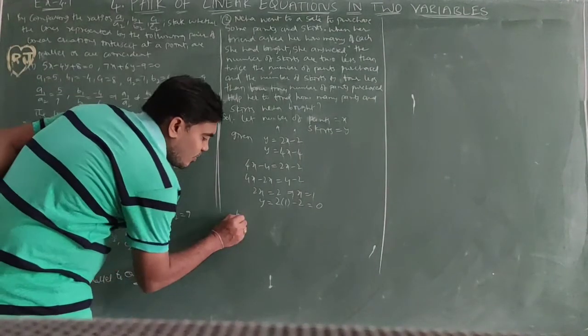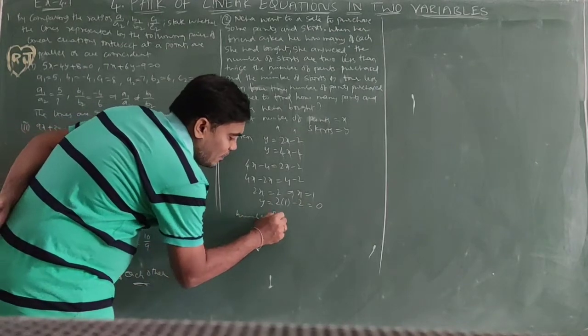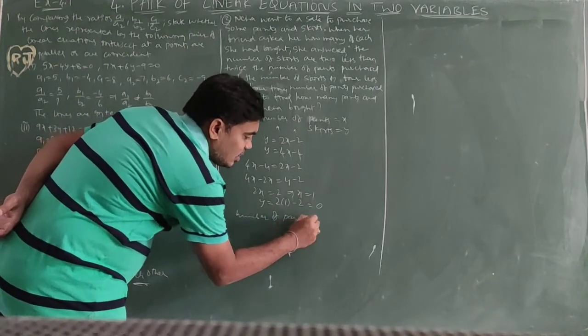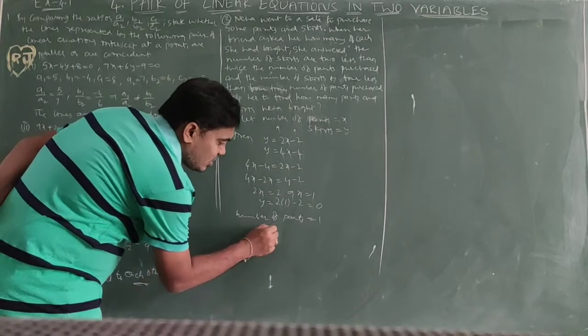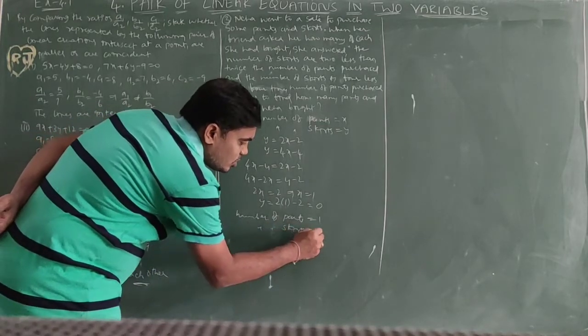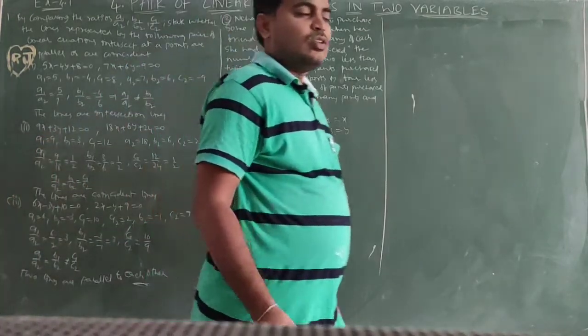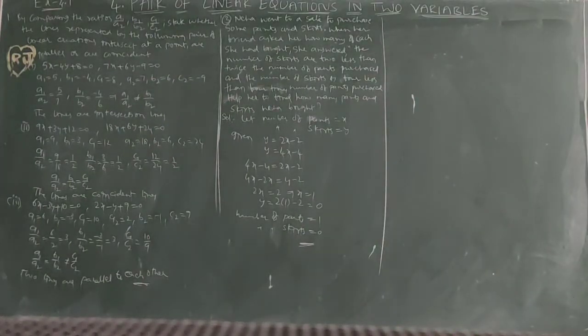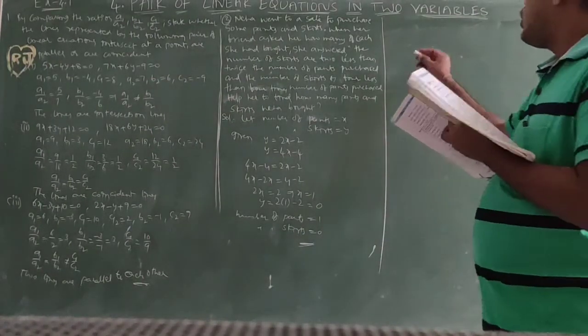So the number of pants is equal to 1, and the number of skirts is equal to 0. So this is the solution. Next, question number 4. Fourth question.